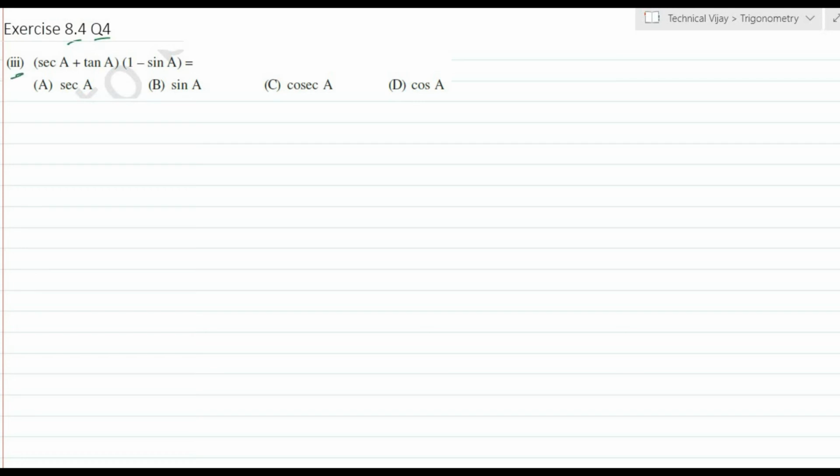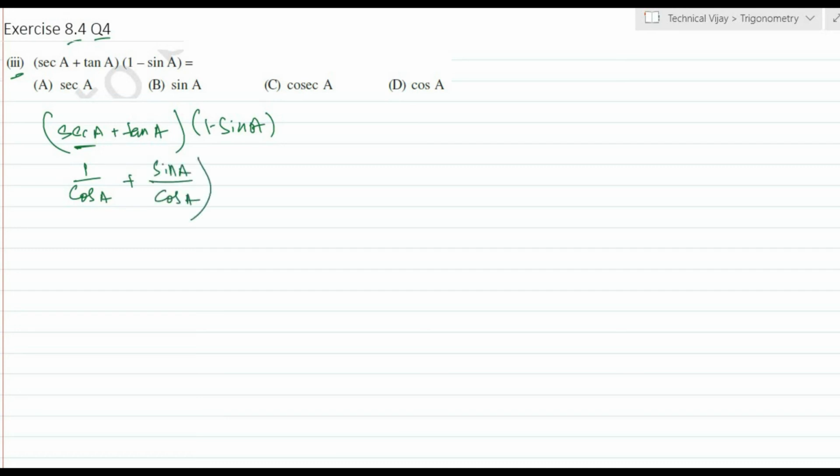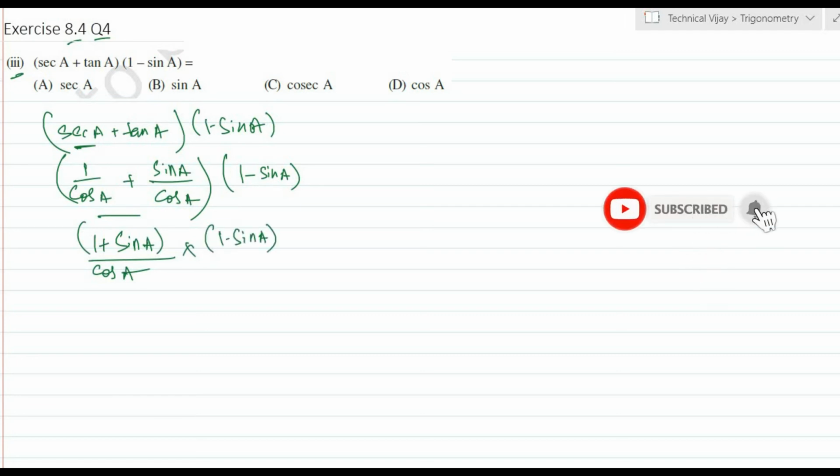Exercise 8.4, question number 4. Here in the third portion, (secant A plus tan A) into (1 minus sin A). Here secant can be written as 1 by cos A, plus sin A divided by cos A, into (1 minus sin A). So here cos A will be the LCM. So (1 plus sin A) into (1 minus sin A). Here (a plus b) into (a minus b) is a square minus b square, that is 1 square minus sin square A, divided by cos A.